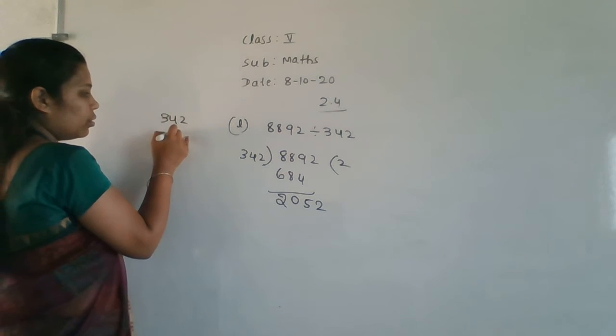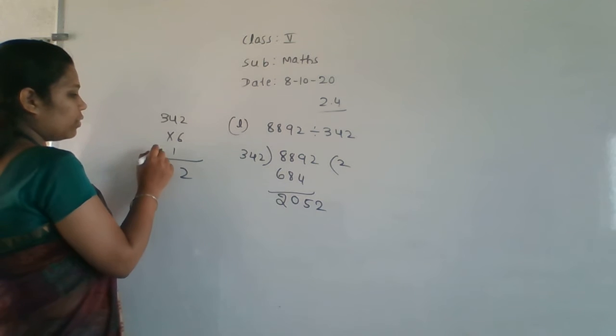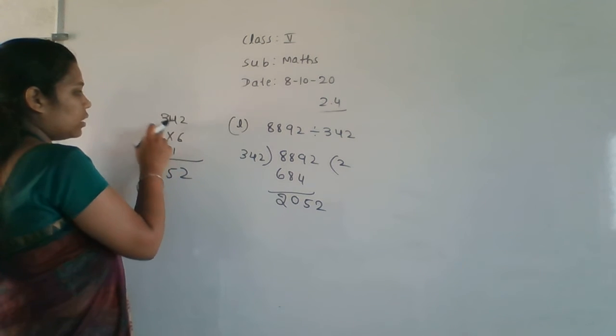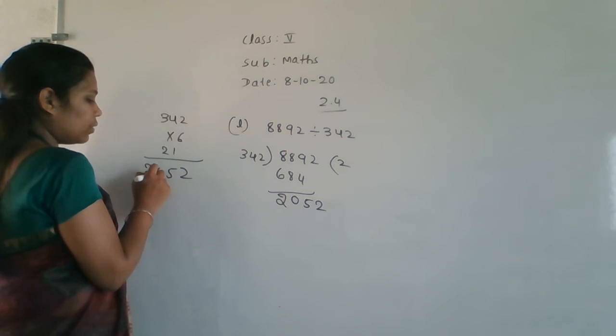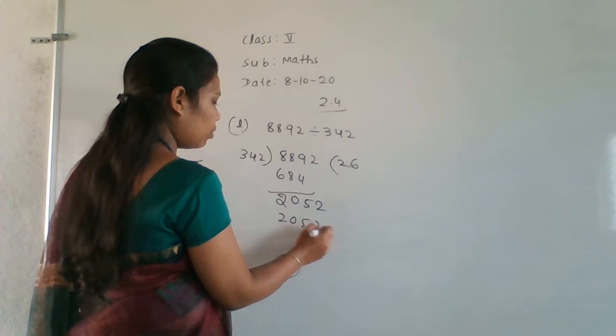342 times 6. 6 2s are 12, 6 4s are 24, 24 plus 1 is 25, 6 3s are 18, 18 plus 2 is 20. So 342 times 6 is 2052.